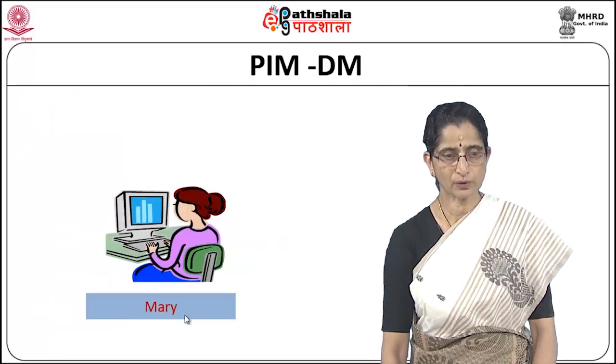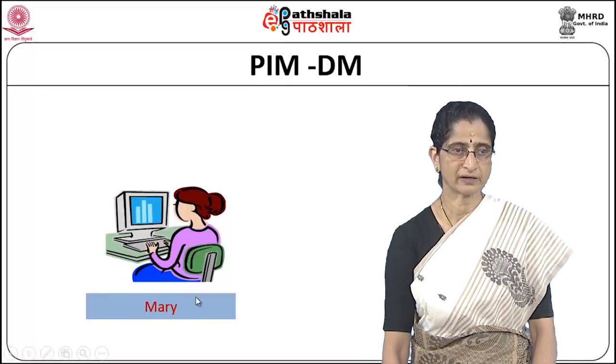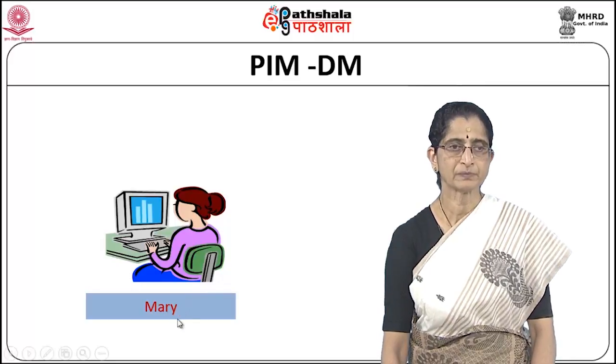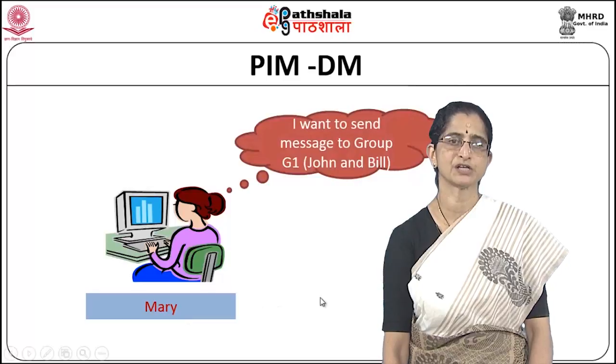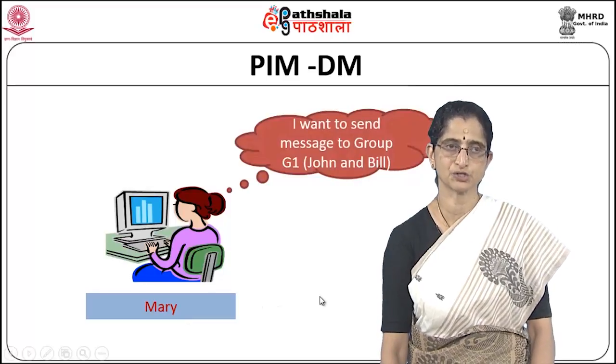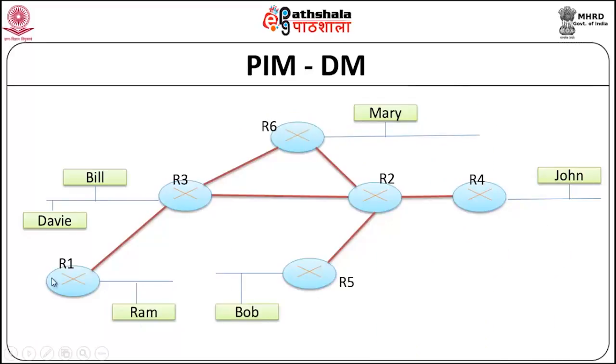So, let us just look at a quick example of the flood and prune technique as it is used in PIM-DM. Let us say Mary has some data that she wants to send to a group G1, which consists of members John and Bill. So, assume that we have a network like this. We have Mary here connected to R6, John is connected to R4 through R2, and Bill is here.